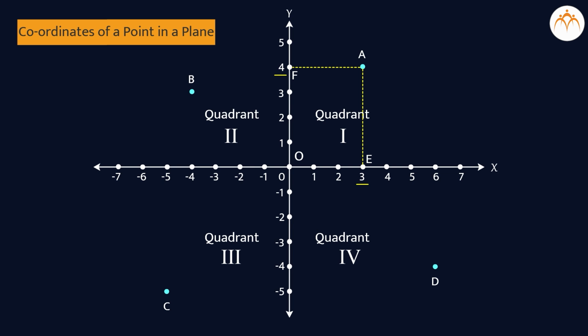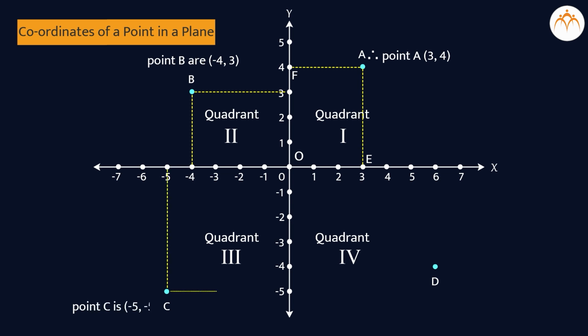The coordinates of a point are written as an ordered pair with the x-coordinate first. Therefore, the coordinates of point A are (3, 4). Similarly, the coordinates of point B are (-4, 3). Point C is (-5, -5) and point D is (6, -4).